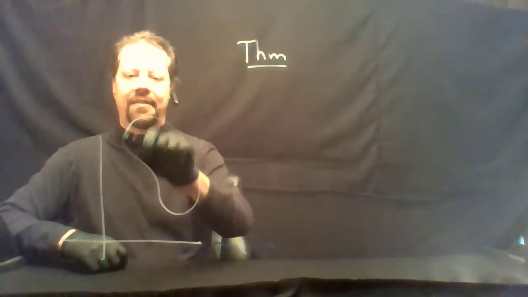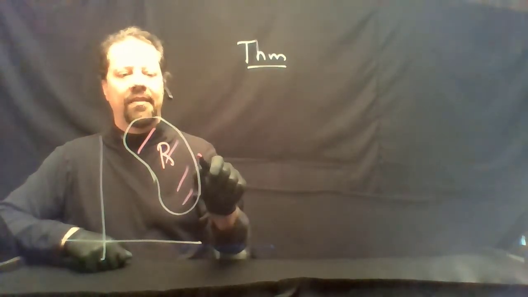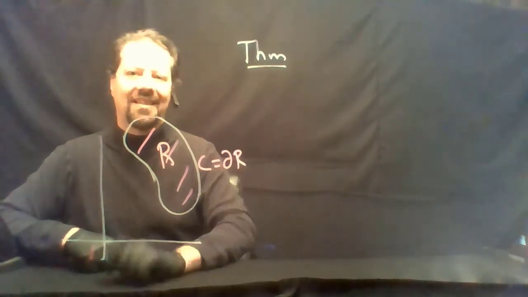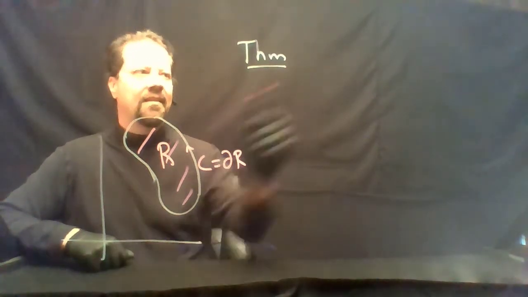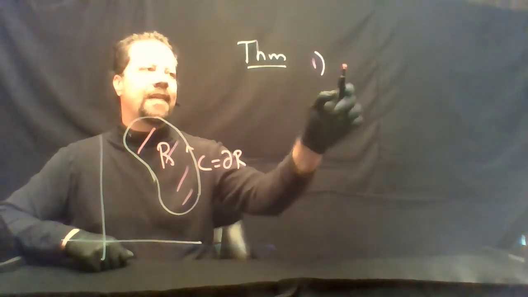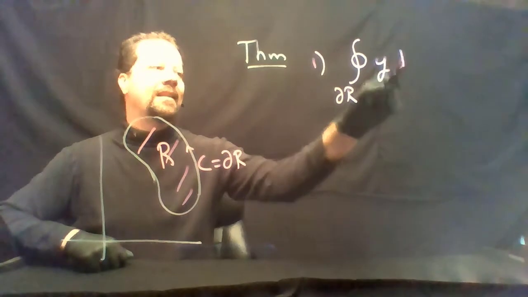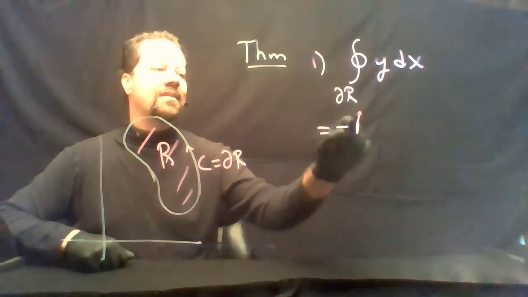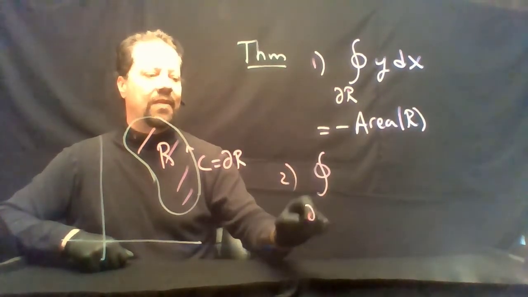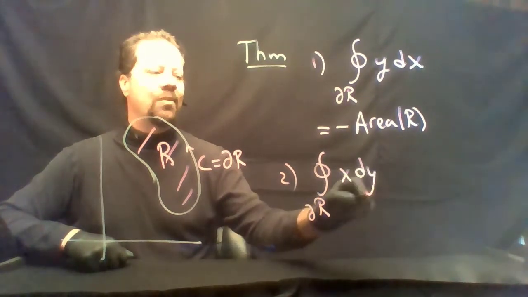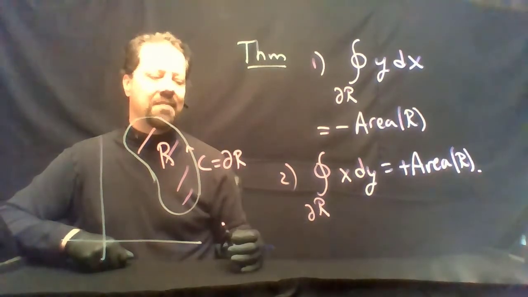We have the following theorem. Let's suppose that we have a region R, and the curve is the boundary of the region, and we're going to parameterize this in a counterclockwise fashion. Then we have the following two facts. The integral around the boundary of the region of y dx is minus the area of the region, whereas if we integrate around the boundary of the region x dy, we get positive the area of the region.